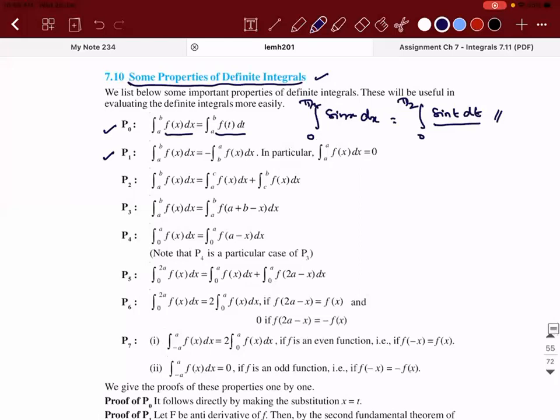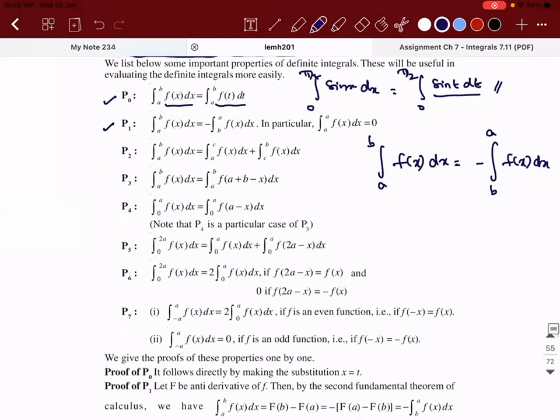Secondly, the integral of a to b f of x dx is taken to be negative of integral of b to a f of x dx. Okay, so what they are trying to say, integral of a to b f of x dx is the negative of integral of b to a f of x dx. That is, when you swap the limits, that is when you try to swap the upper and the lower limits, then the value becomes negative. So let me explain what is the meaning of this.